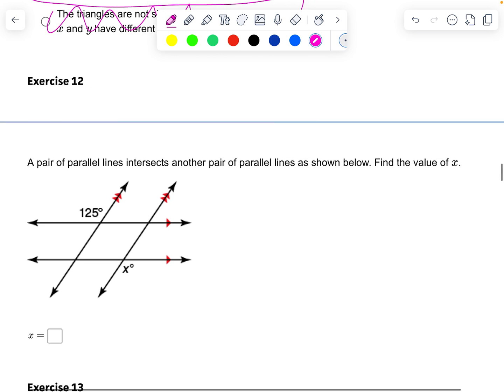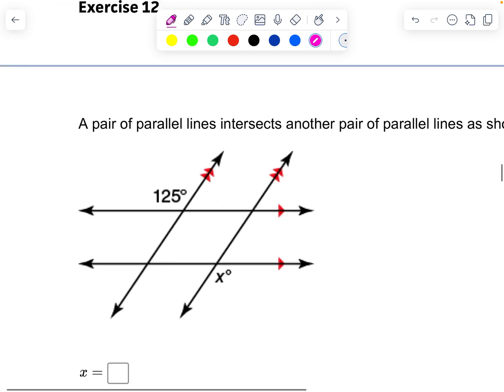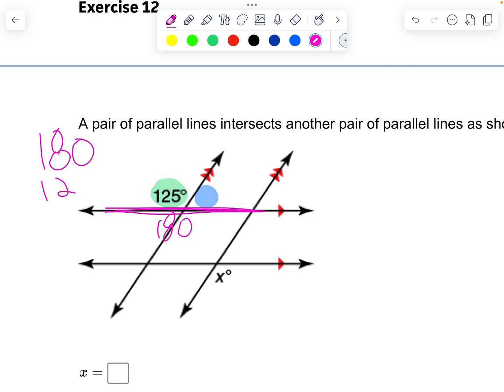A pair of parallel lines intersects another pair of parallel lines. So you've got 2 parallel lines intersecting 2 other parallel lines. Find the value of x. Well, we know that this angle right here, this is the big thing, gives us 125. So what I would suggest is, this is 180 degrees right here, this straight line. What's this angle right here going to be? Let's just subtract 180 minus 125 and see what that other angle is. And that's just going to give us everything we need, pretty much.